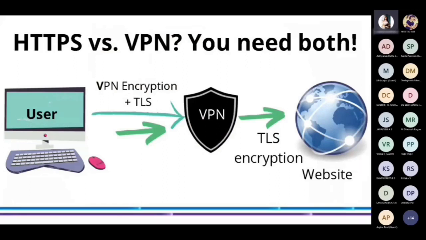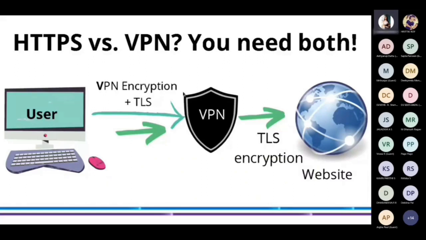HTTPS versus VPN. Many people wonder whether we need both or not. Before using the VPN, you must understand that your data is encrypted between you and the VPN provider, which means the VPN provider is able to see this data. So you must make sure whenever you visit a website, it is HTTPS enabled, and this will add another layer of encryption. So the connection between you and the VPN service provider will be secured by two layers of encryption. First is the VPN, and second is the HTTPS.